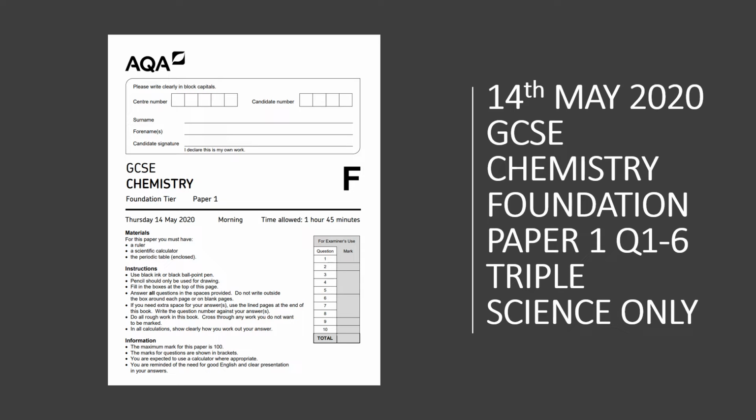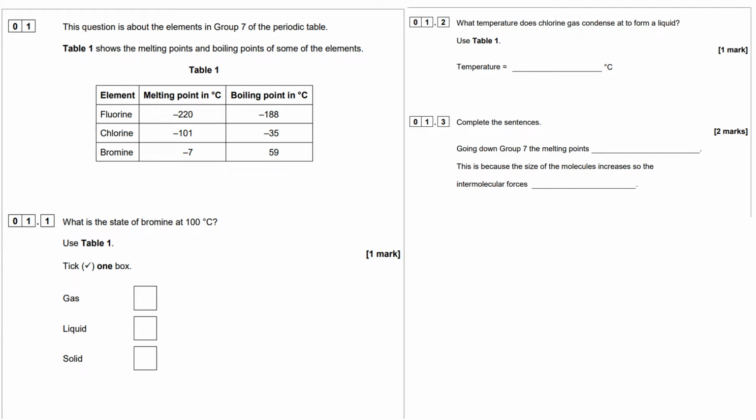Hello, today we'll be looking at and working through a paper. This paper is a GCSE Chemistry Foundation paper, which is for triple science students only. And this particular paper belongs to the 14th of May 2020. I'm going to be working through the whole paper and show you how to best answer the questions under exam conditions.